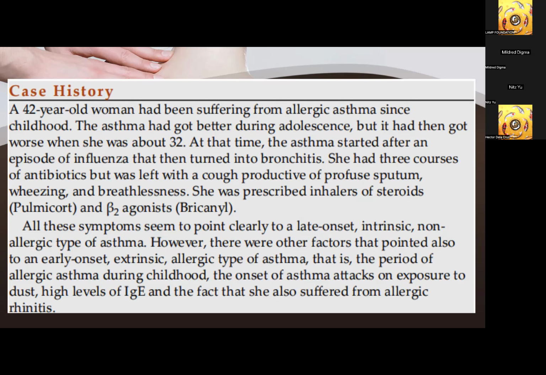She was prescribed inhalers of steroids, Pulmicort, and a B2 agonist.